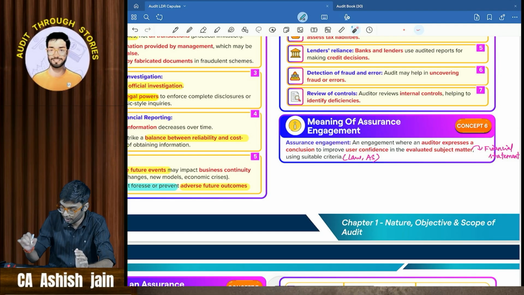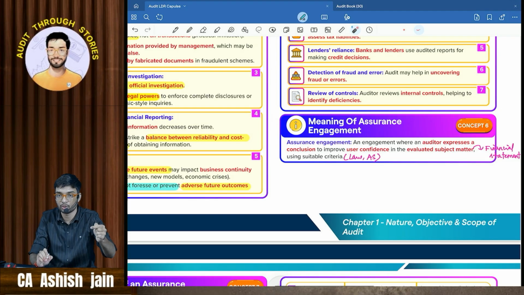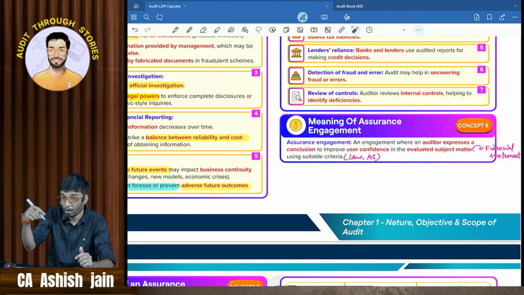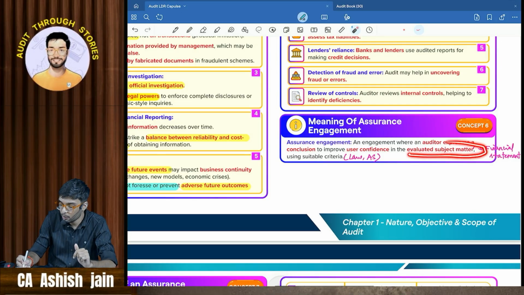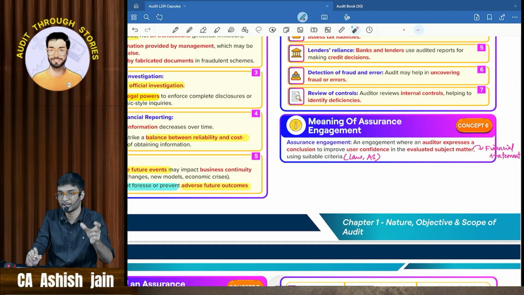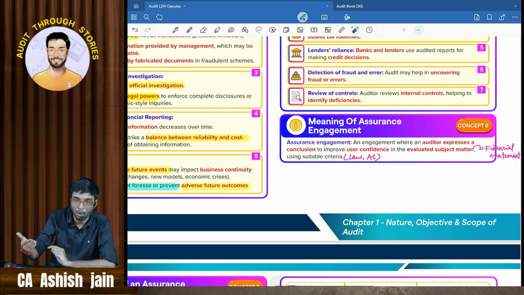You just read it again. The auditor expresses a conclusion to improve the users' confidence. Users will get the confidence based on what? Based on evaluation of the financial statements. The example of subject matter is the financial statement, evaluated using some suitable criteria. The suitable criteria can be law, accounting standard, or Ind AS.